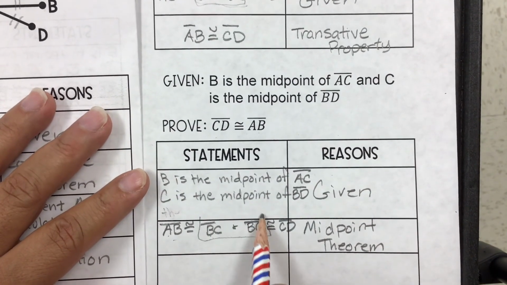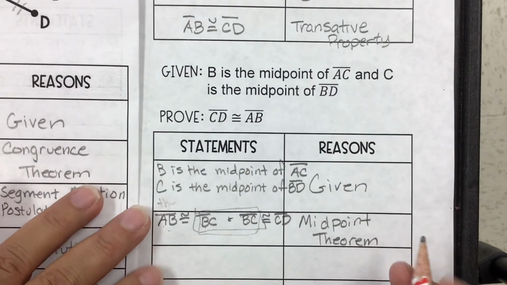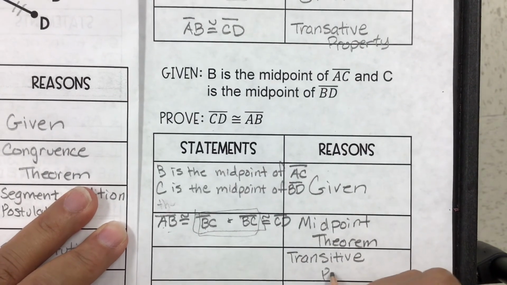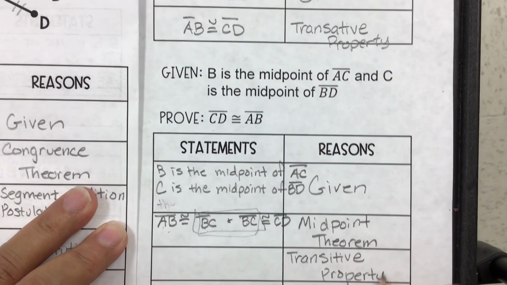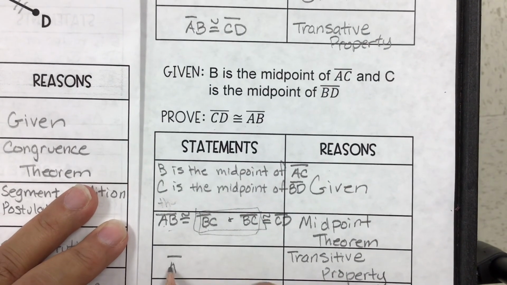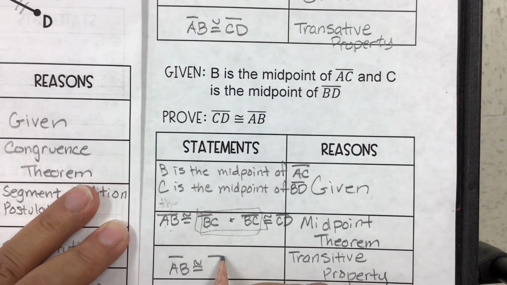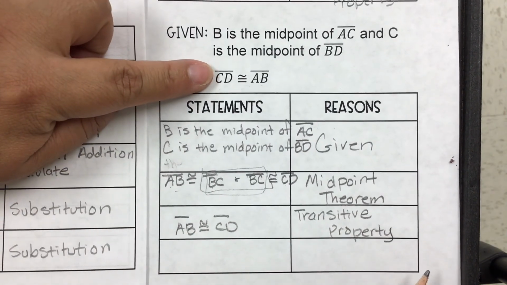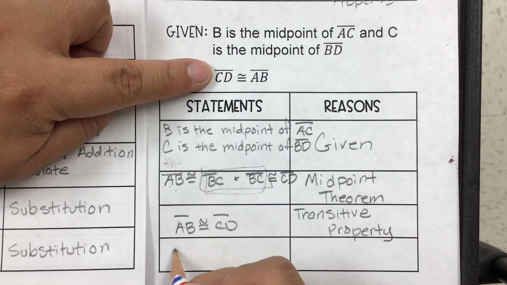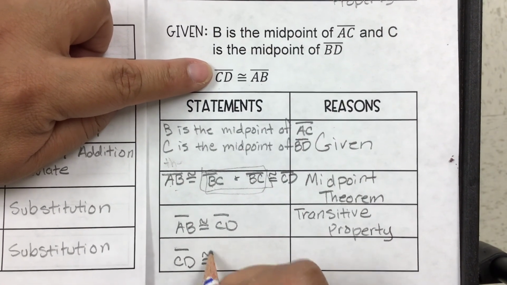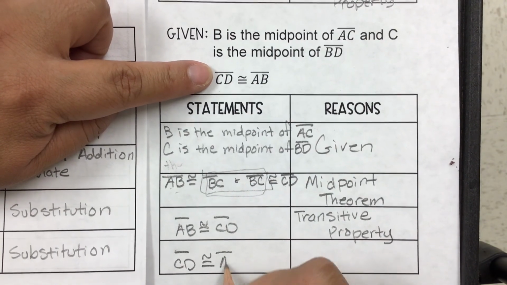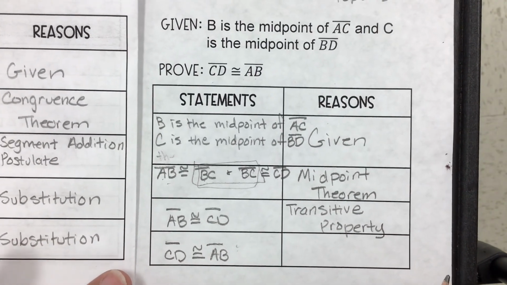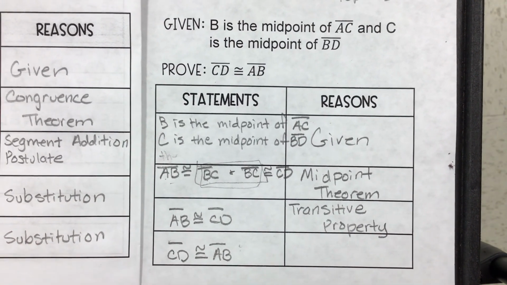From here, can you identify this property? It's a transitive property. That means that the segment AB is congruent to the segment CD. But look how they want you to write it to end with. So they wrote that the segment CD is congruent to the segment AB. From here to here, what did I do? I just switched the order. That makes it the symmetric property.